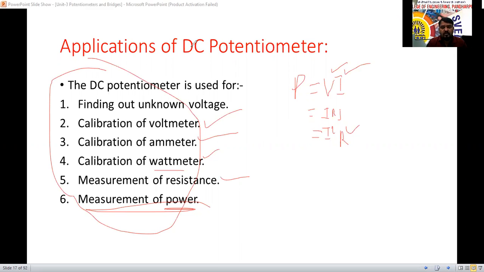In tomorrow's class, we'll start the AC potentiometer sessions. We'll continue over there.